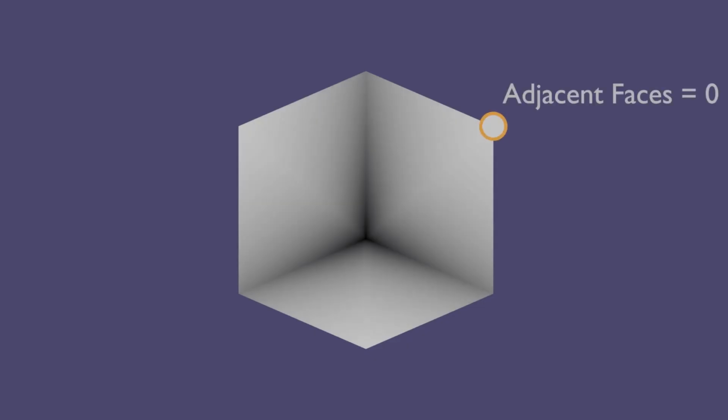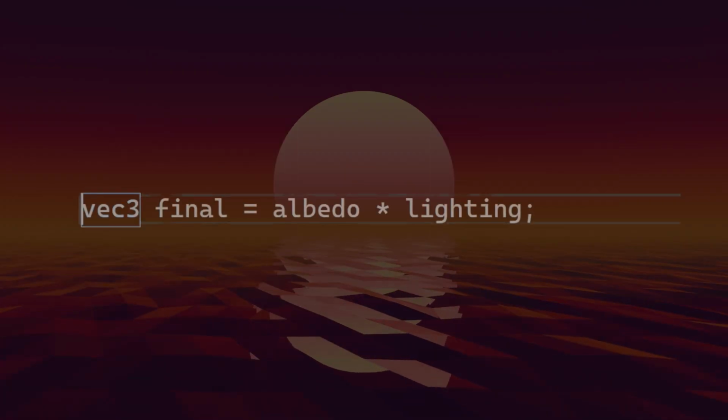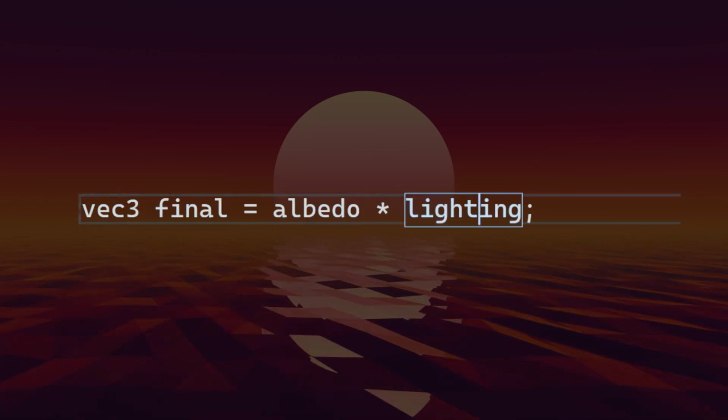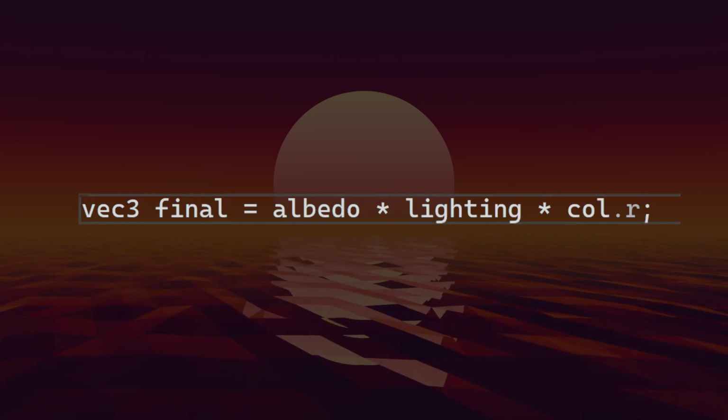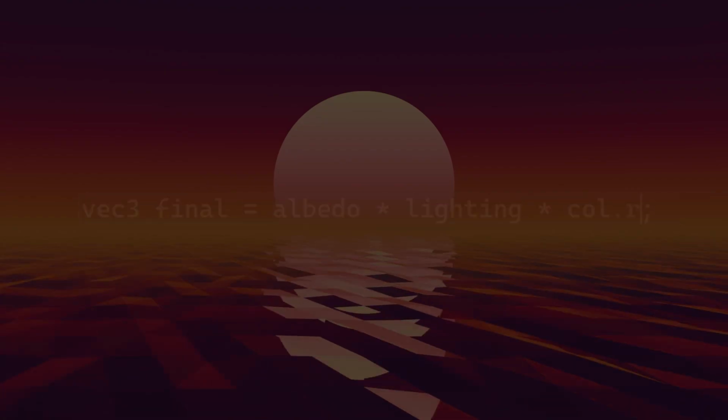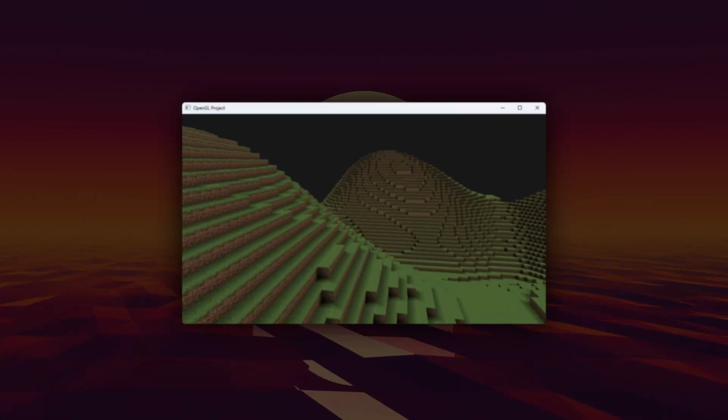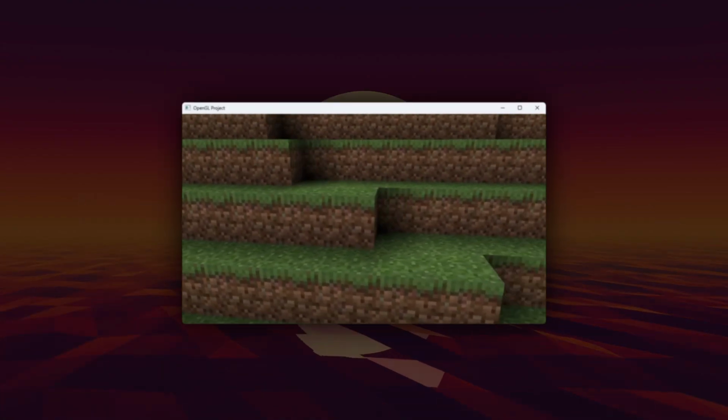I'm just gonna check how many adjacent faces each corner has, and write that value to each vertex as a separate attribute. In the fragment shader, I just have to blend between the block's texture and the color black based on that value. The way I've set it up, I can just multiply the color of the block by the R component of the vertex color, since that's where I'm storing the ambient occlusion. And just like that, our world looks a whole lot nicer now.